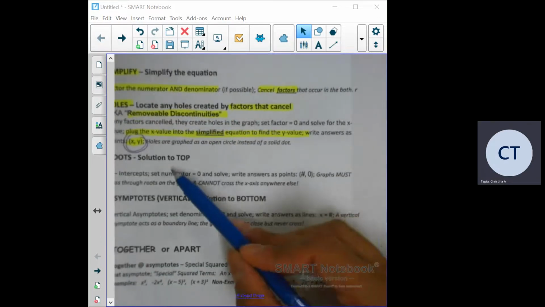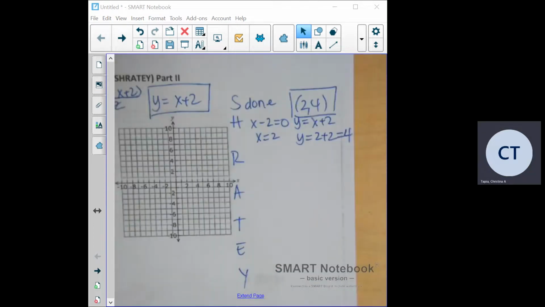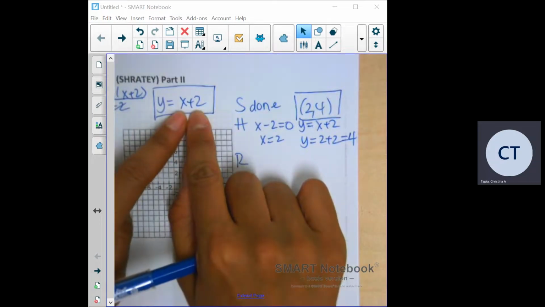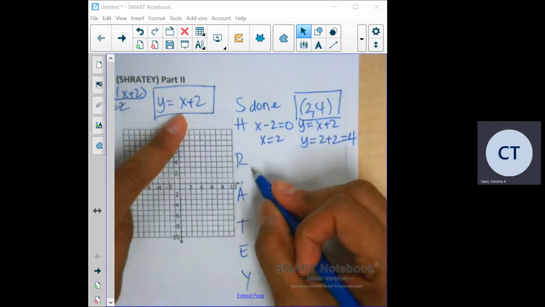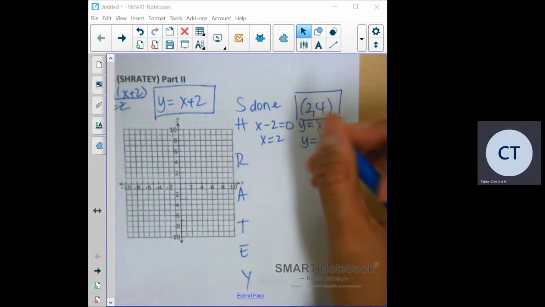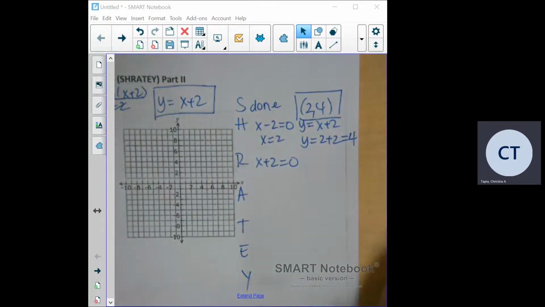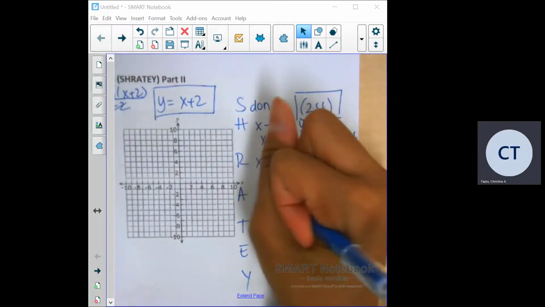R stands for our roots. We're going to set the numerator equal to 0. Is there a numerator anymore? I mean, there technically is. The numerator is technically x plus 2. All of this is over 1. So in order to find the x-intercept, which is your root, you're really just doing the same thing as it says in the directions. Take the numerator, set it equal to 0, and solve. That's what we do every single time we find an x-intercept. So my root should be -2.